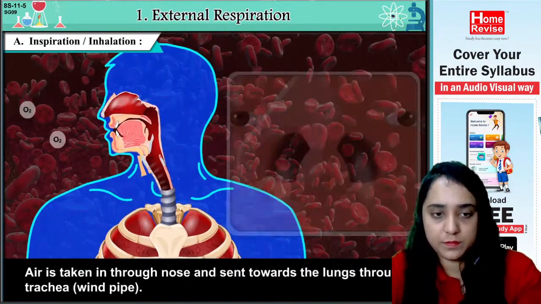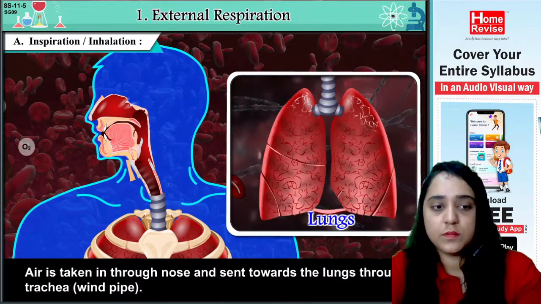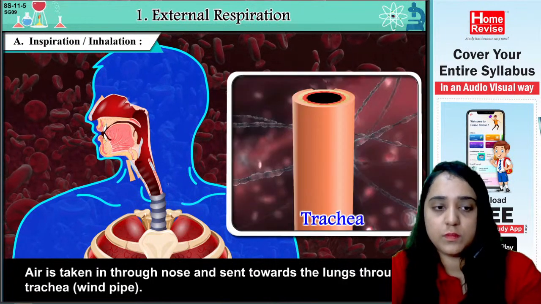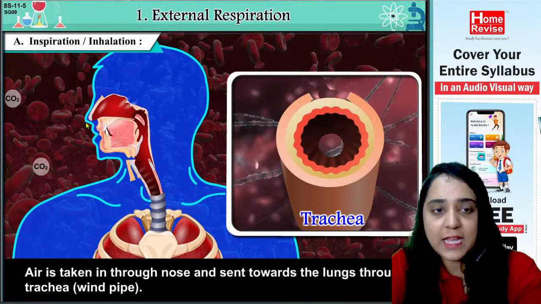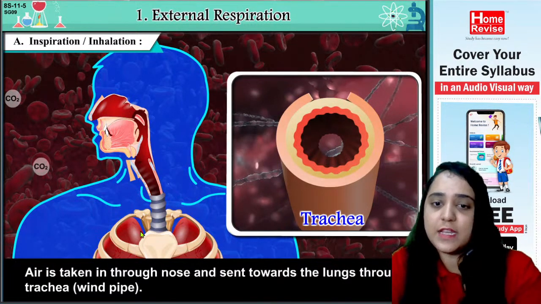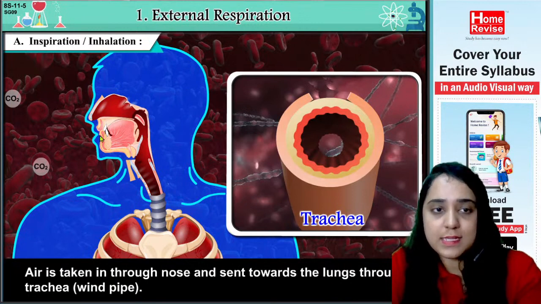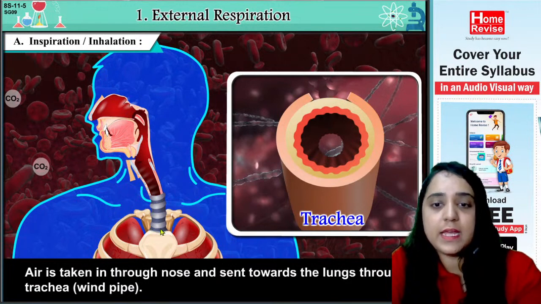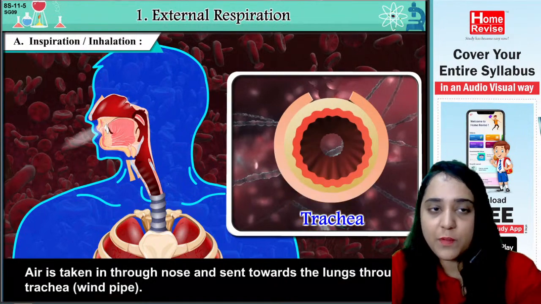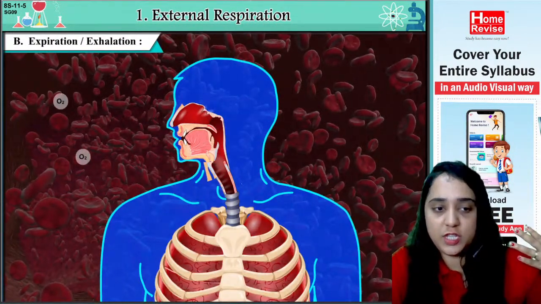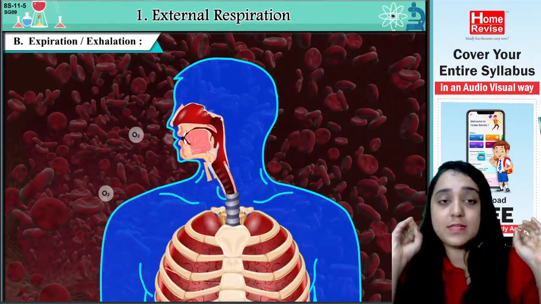Air is taken in through the nose and sent towards the lungs through the trachea, that is the windpipe. So now air is taken in through the nose and finally, after passing through the whole windpipe, it is sent towards the lungs. Is it clear to everyone? So this is inhalation. Now let's see what exhalation is.